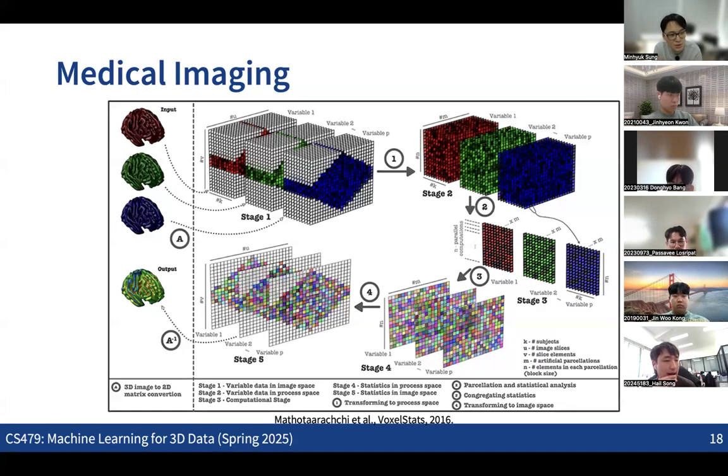But what are the issues when you apply this kind of 3D convolution to other types of 3D data? Especially in cases where you scan things, or when you have 3D models, what are the issues when you apply the 3D convolution? So that's the first question.